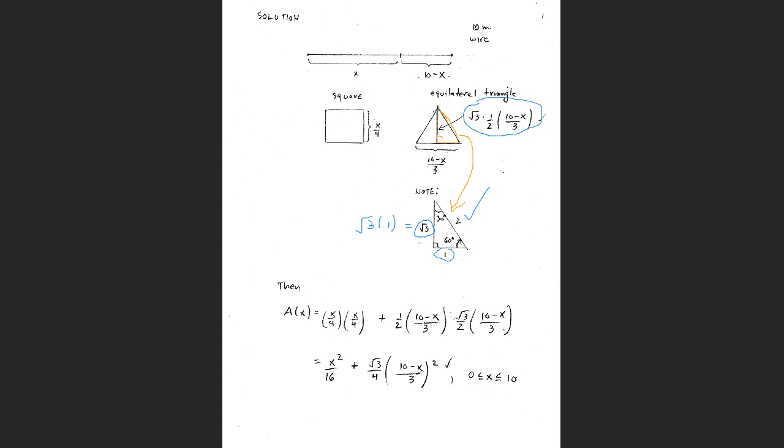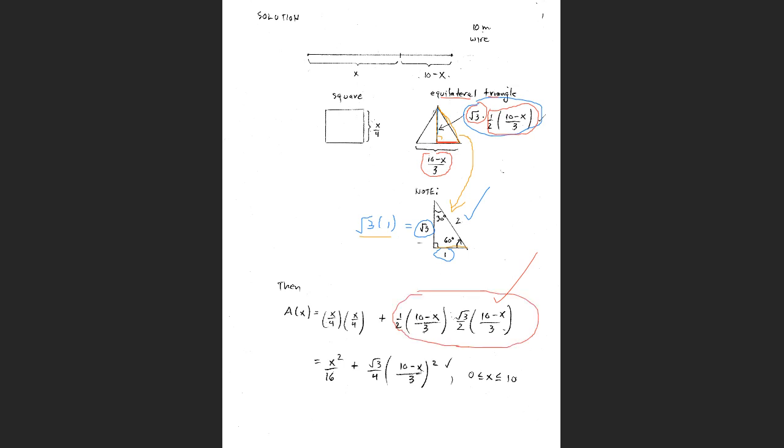So for my 30, 60, 90 degree triangle, the height √3 is equal to √3 times the base 1, times that leg equal to 1. Well, my leg here is going to be 1/2 times 10 minus x over 3. That's how I get the half times 10 minus x over 3. And I multiply that by √3 to get the height for my equilateral triangle in the problem. And that's how we get this second part.